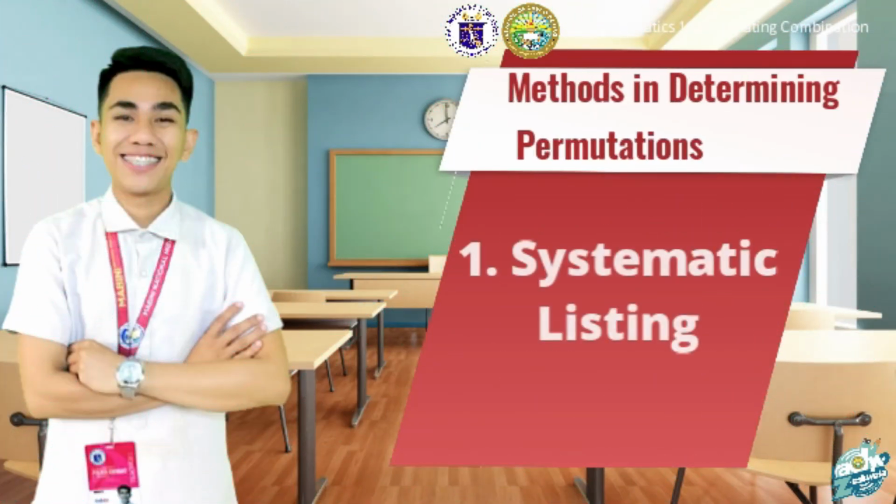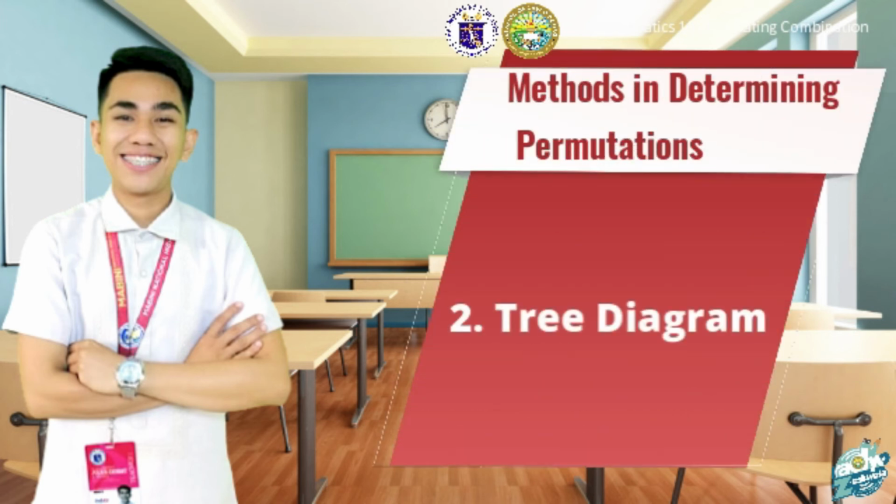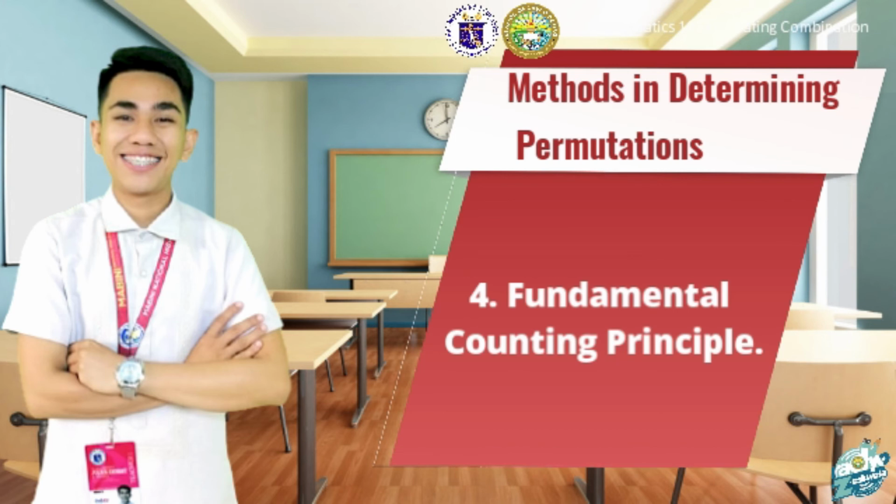Methods in determining permutations. Number 1, systematic listing. Number 2, tree diagram. Number 3, two-way table. And number 4, fundamental counting principle.